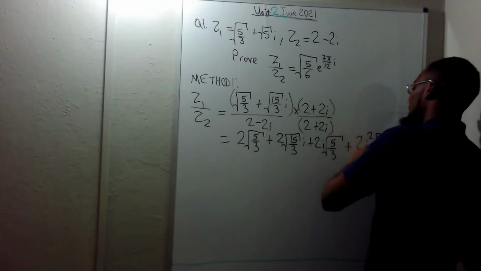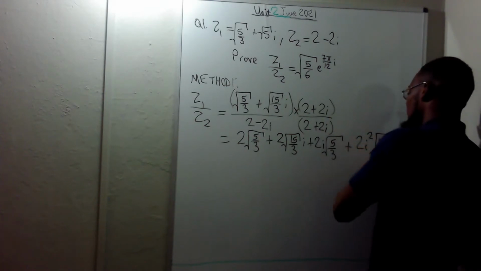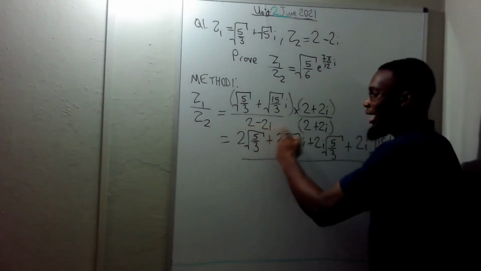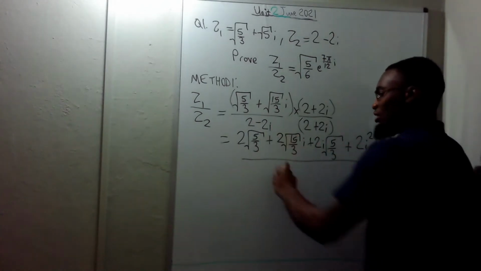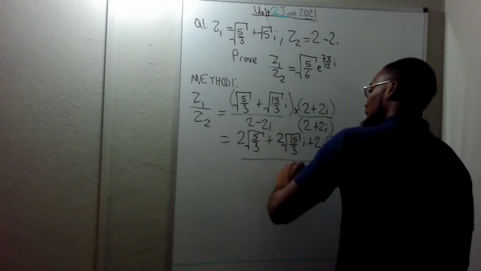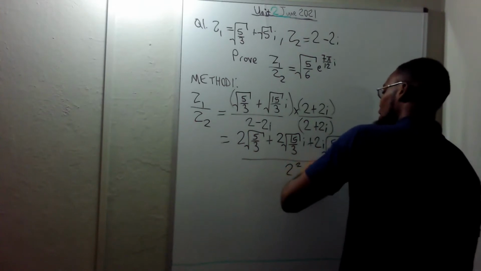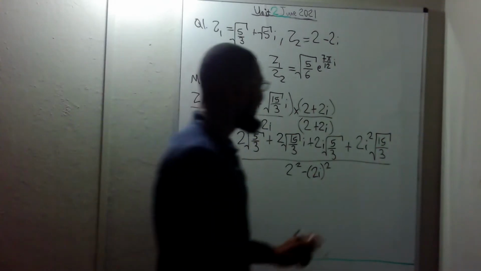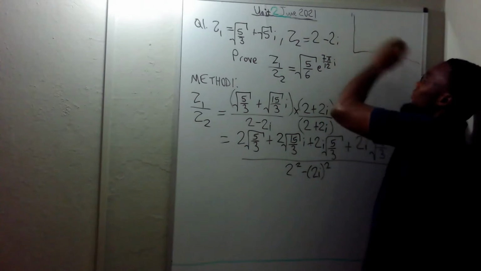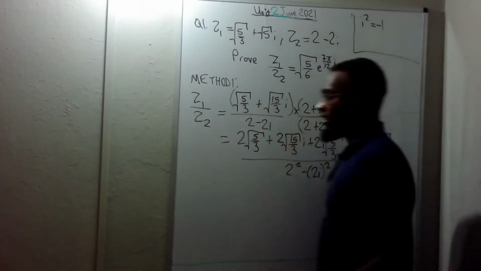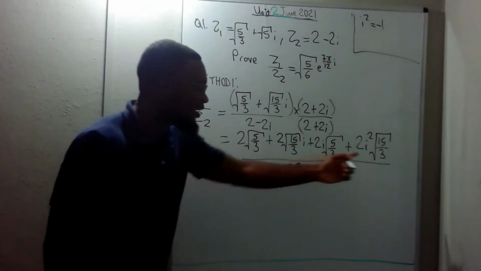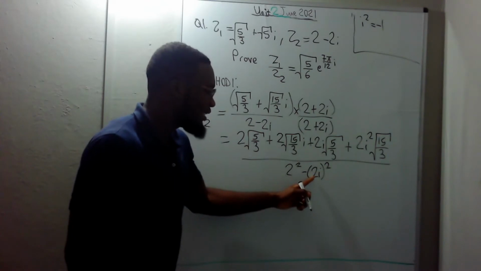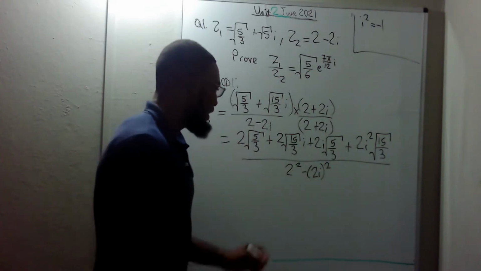All over, the difference of two squares: 2 minus 2i times 2 plus 2i is 2 squared minus 2i all squared. But what do we need to remember? i squared is equal to negative 1. Since i squared is negative 1, this becomes negative 1 times 2 squared, which is 4, so the denominator is 8.